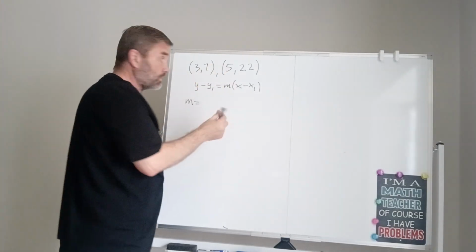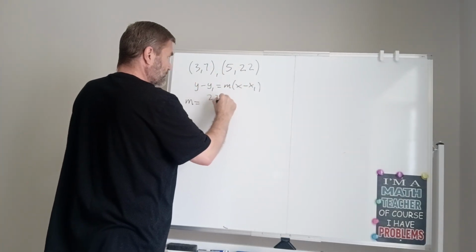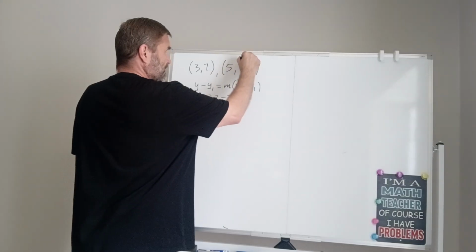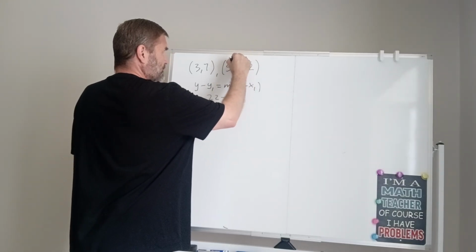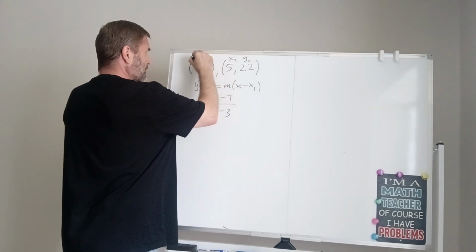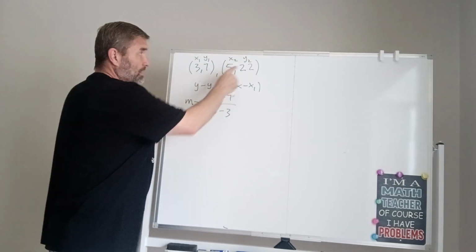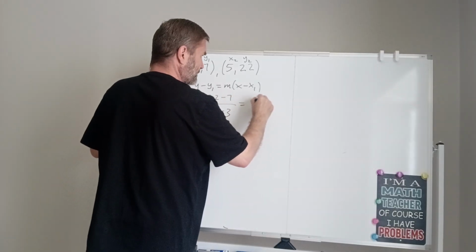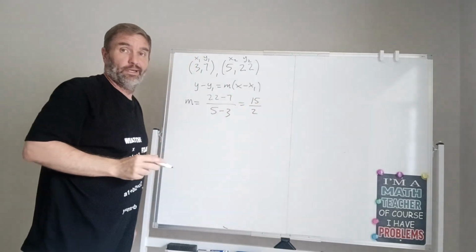Step 1 is to find the slope. So we're going to take y2 minus y1 over x2 minus x1. Again, you can label those points y2, x2, y1, x1, don't mix them up. 22 minus 7, that goes on top, 5 minus 3. So now that's going to give us 15 over 2 as our slope.